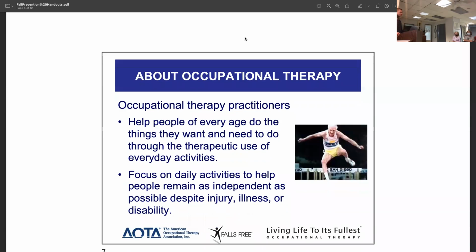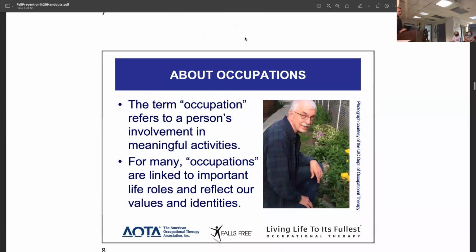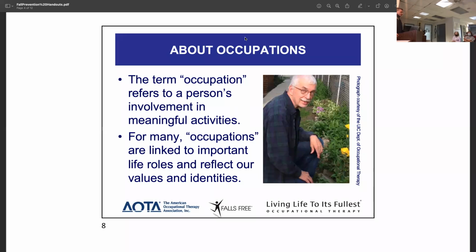So occupational therapy helps people of every age to do the things that they want and need to do through the therapeutic use of everyday activities, or as we occupational therapists refer to them, occupations. In other words, we focus on daily activities to be sure you remain as independent as possible and function as well as you can, despite injury, illness, or disability. The term occupation refers to a person's meaningful activities, and your life is made up of many occupations.